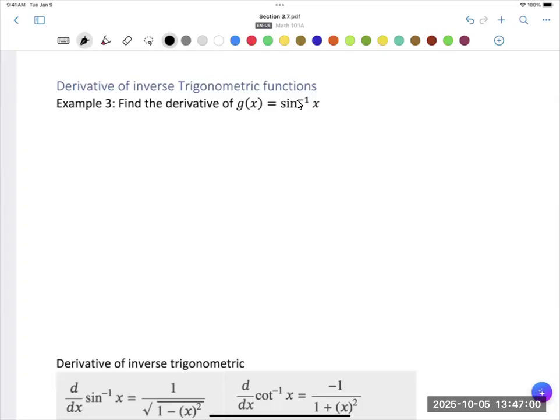If we have y equals sine inverse of x, then x will be sine of y, because the original and the inverse function have the input and output interchanged. So we have the original x equal to sine of y. Now we're going to take the derivative on both sides with respect to x.